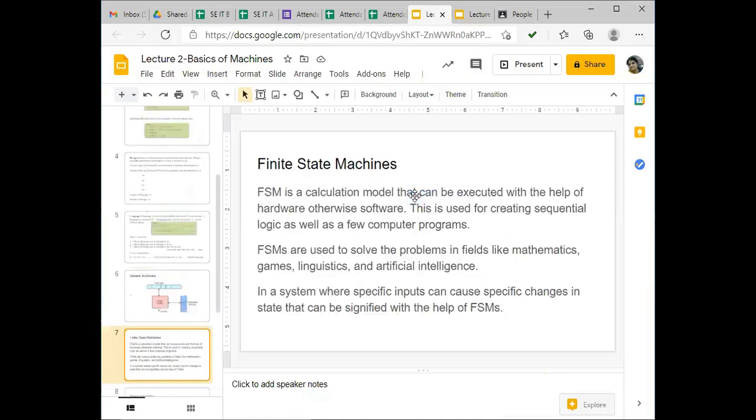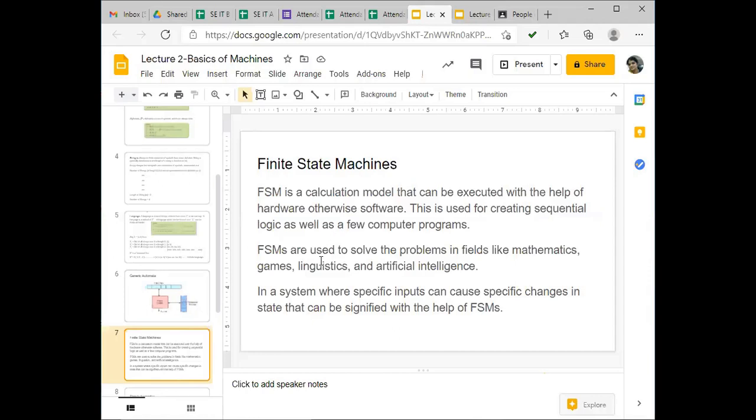Fine. So the next machine that you should know is the finite state machine. This is not in your syllabus, but you should know it before going to the machine. What is a finite state machine? A finite state machine is a calculation model that can be executed with the help of hardware or otherwise software. This is usually used in creating sequential logic.